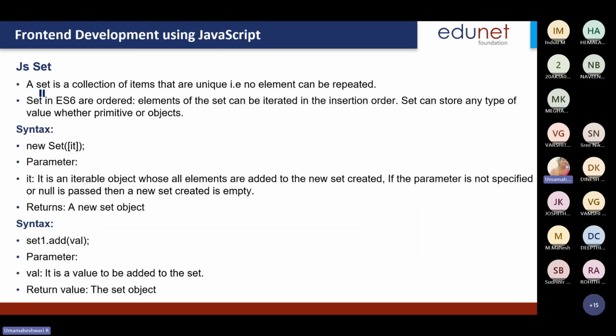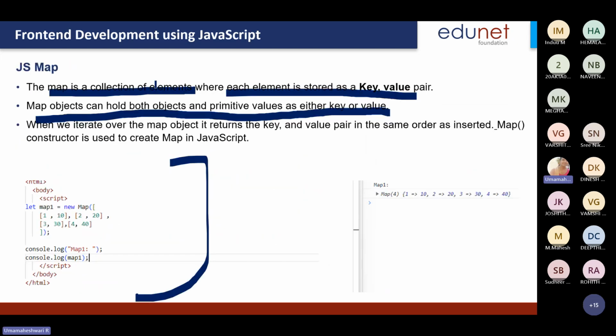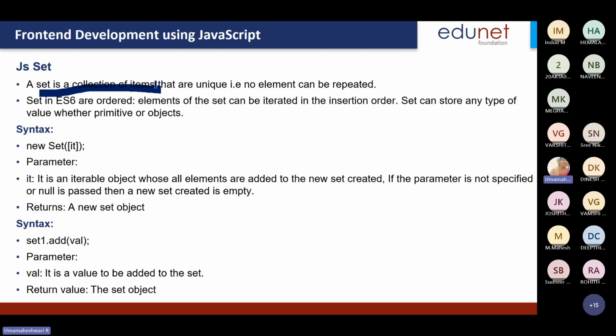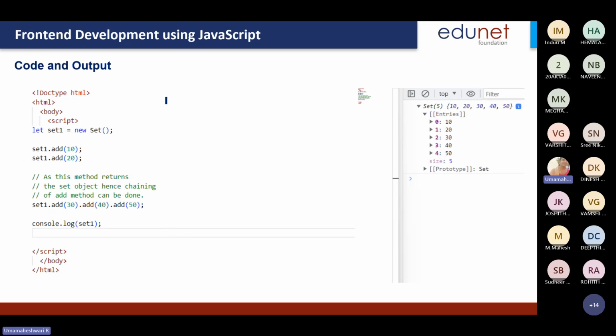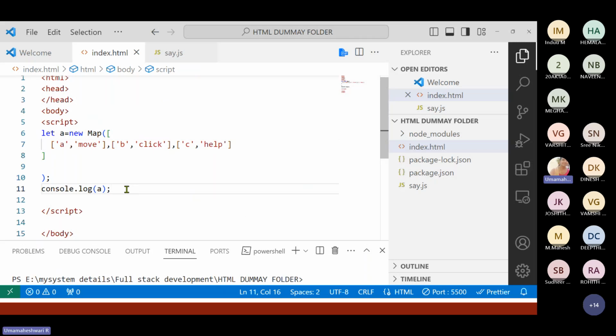So what is a set? A set is a collection of items. But a map is a collection of elements. Both are the same, but here you can see it is unique, it is going to be ordered, and it will be in insertion order. You can store even primitives or objects. Same in this place, the constructor is going to be set. Okay, so let's see how we can add these values and how we can perform the set.